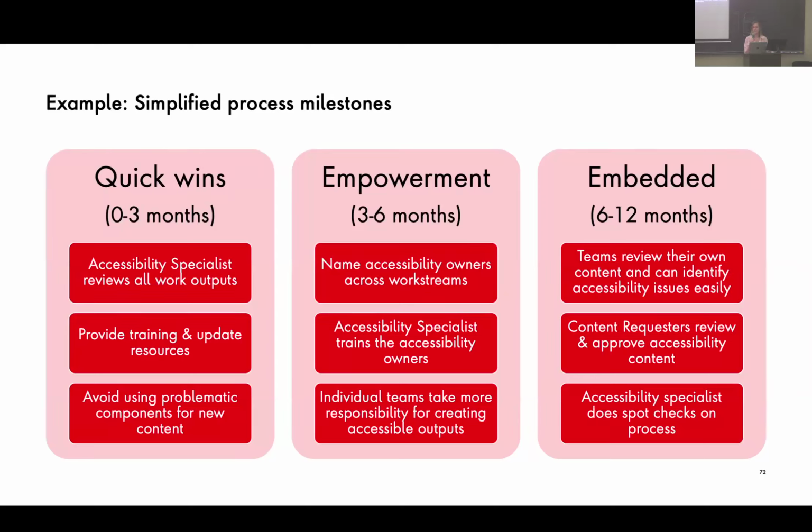Another thing that we like to provide is our simplified process milestones. Okay, so this is another deliverable that someone provided for a much simpler site. There weren't a million different process updates to make, so they just divided it up into quick wins, things they thought the client could do within 3 months, empowerment, they called it, things to do within 3 to 6 months, and then embedded, things that would take until 6 to 12 months for them to get in place. And they just made these suggestions. Okay, so this might make more sense for your organization if you have a smaller team.